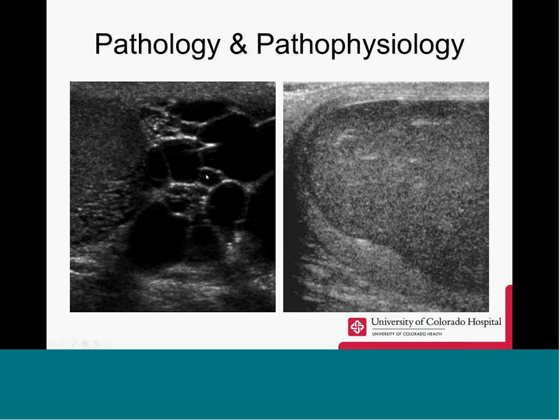So we can see here, cystadenomas sonographically appear as a multiseptated intratesticular lesion. A dermoid appears as a hypoechoic, well-circumscribed mass with no Doppler flow. So you can see here a rim of normal testicular tissue.